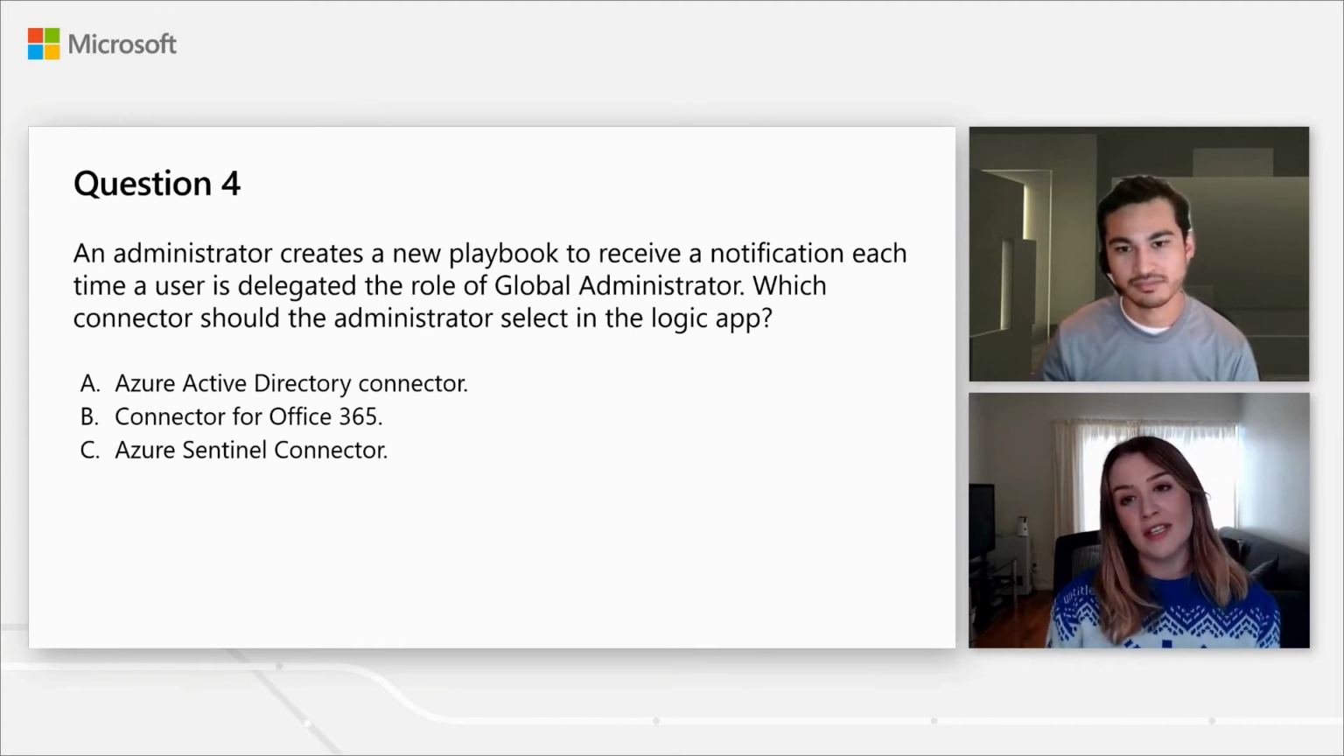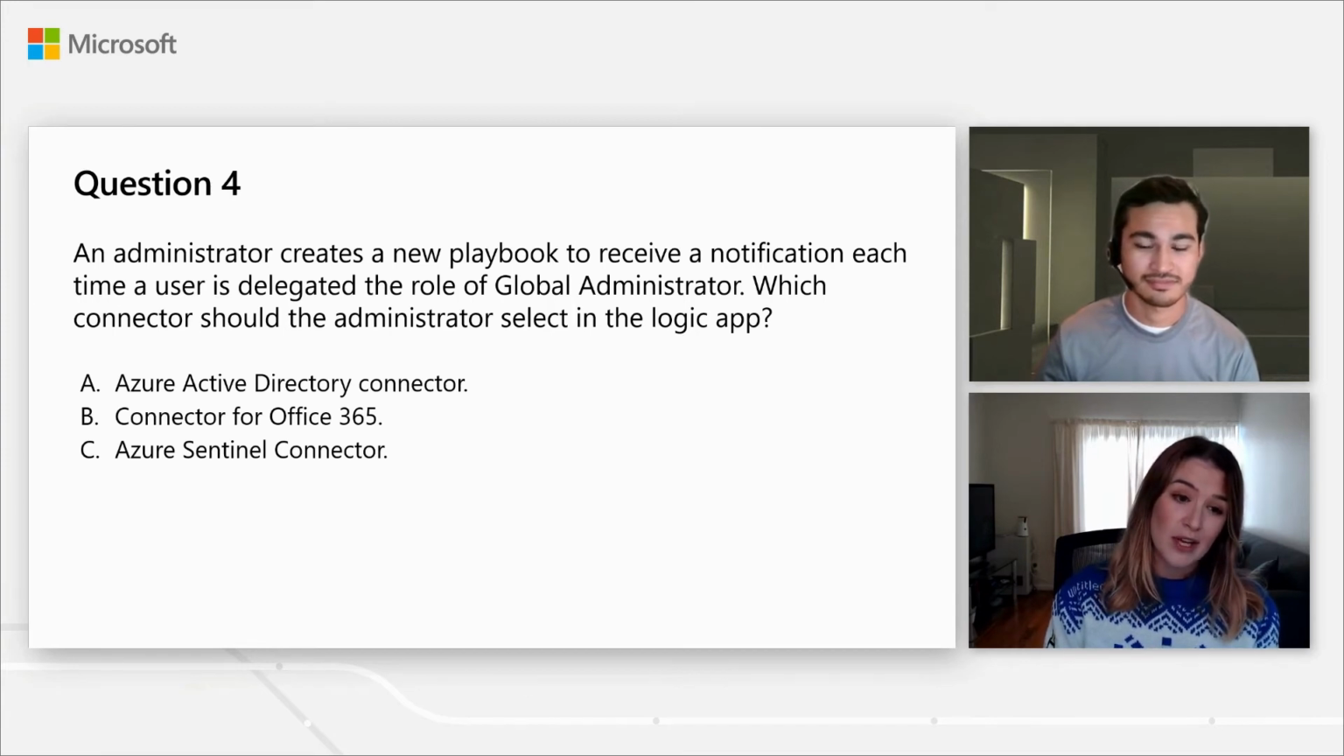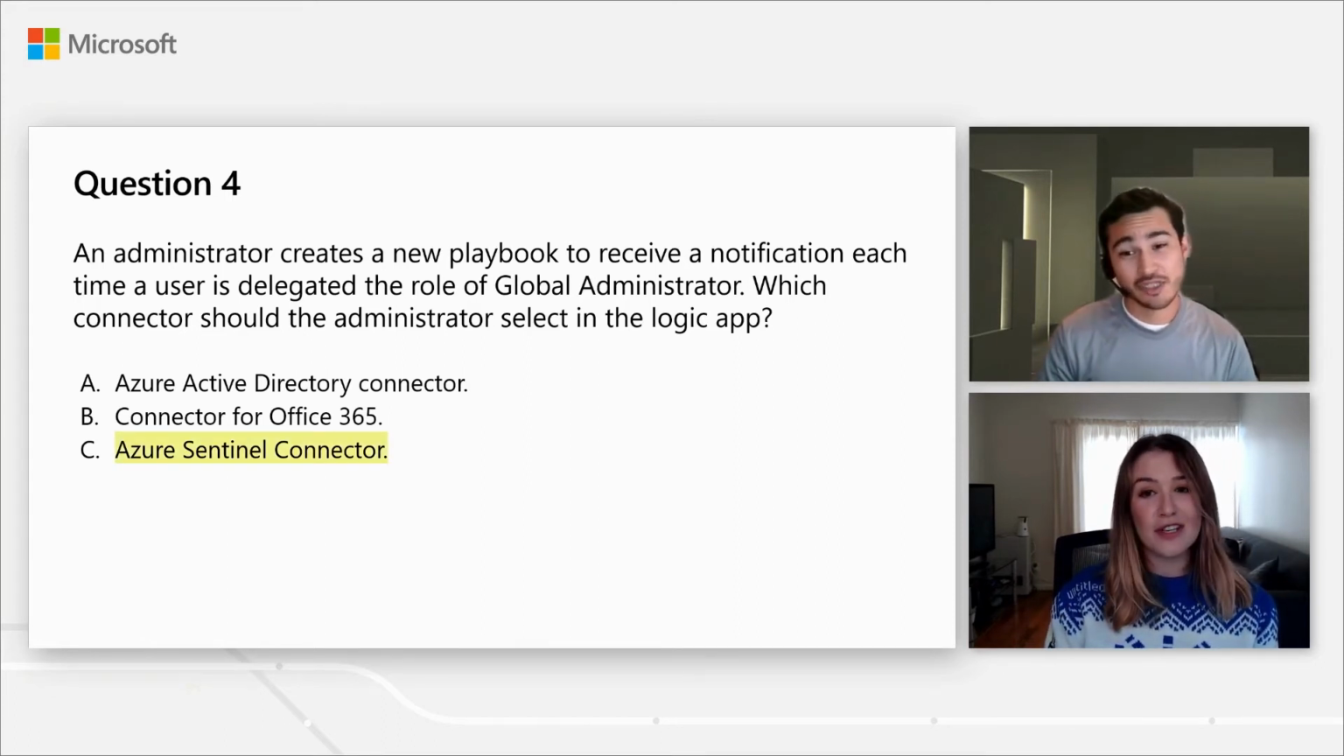But we're not wanting to take action. If we were wanting to take action within Azure AD, then we would probably want to use the AAD connector. But we're actually only saying we want a notification, and the notification will come from Sentinel. So in fact, what we're looking at is probably C. So I know that was a tricky one.